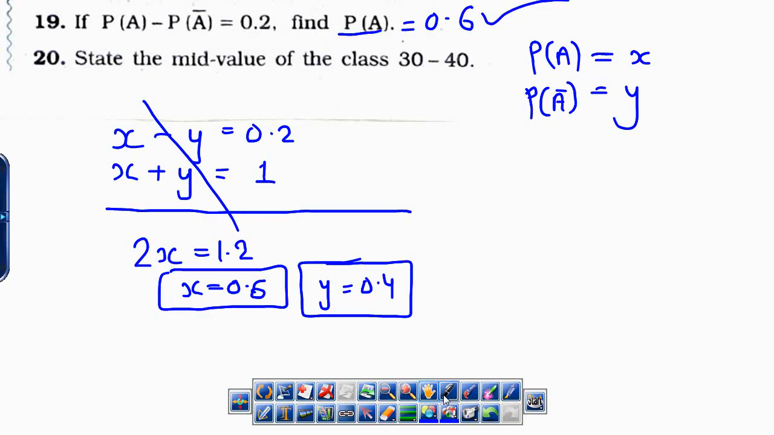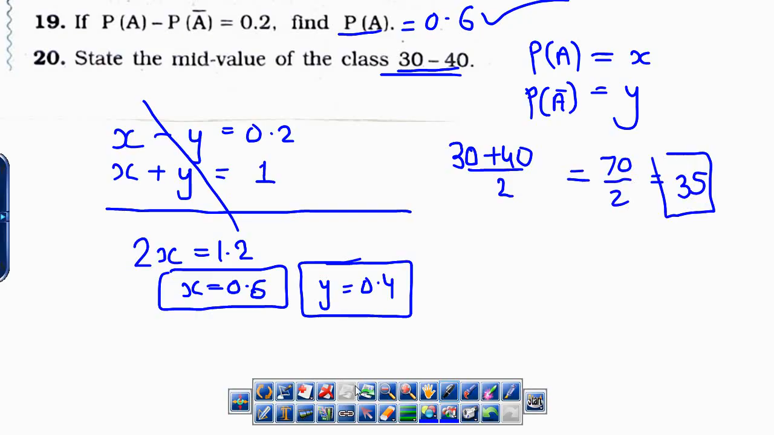State the mid value of class 30 and 40. Mid value means 30 plus 40 divided by 2. In 9th standard they used to call it class mark. The answer is 35.